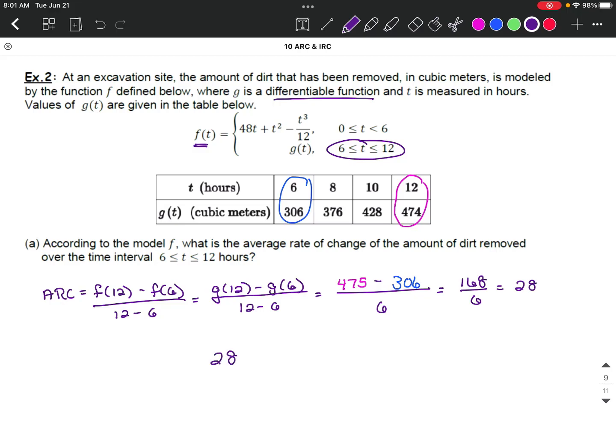Now don't forget the units. The change in the g's, that's cubic meters per, and the change in time, that's hours. So 28 cubic meters per hour.